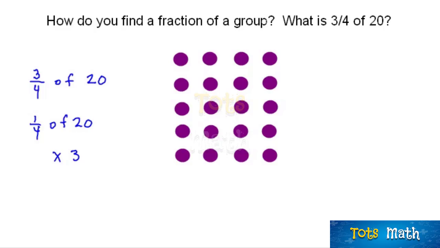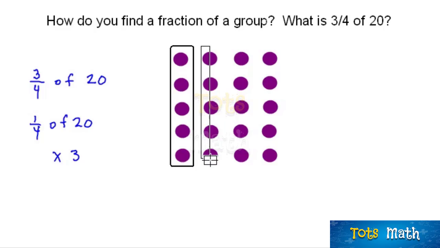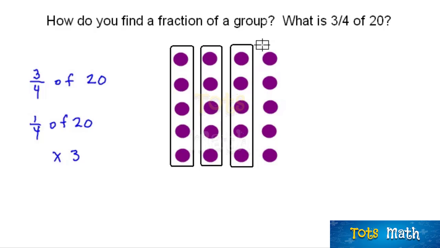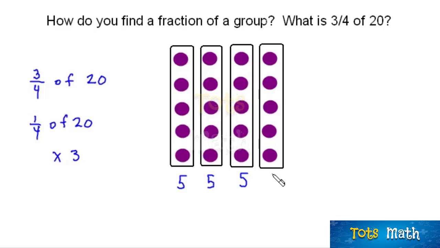So let's find 3/4 of 20. Well, we can divide 20 into 4 equal groups. This is one group. This would be a group. There's the third group and the fourth group. So we've divided 20 purple circles into 4 equal-sized groups. And in each group there are 5 purple circles. So each group contains 5.